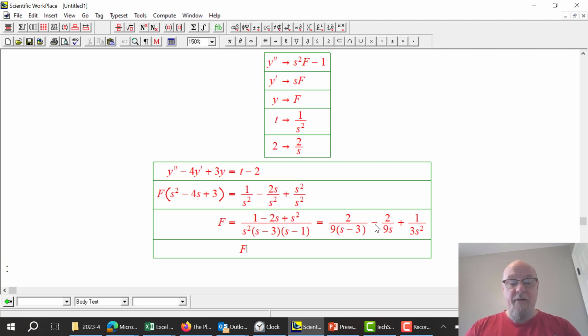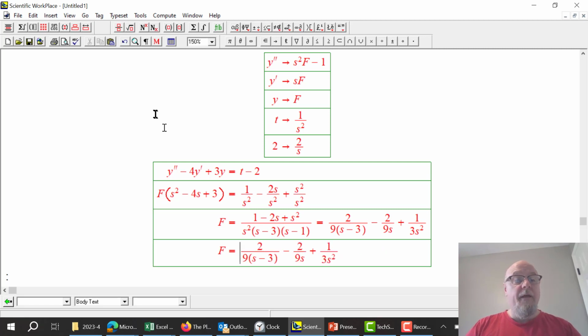So now I've got F equals, and I'm going to clean this up a little bit so I can see. I'm going to write that as 2/9 times 1 over s minus 3. I'm going to write that as 2/9 times 1 over s. And I'm going to write that as 1/3 times 1 over s squared. So now I'm set to unLaplace.